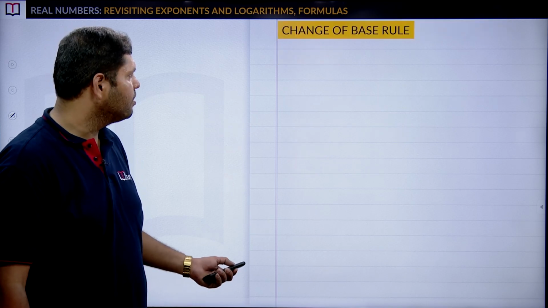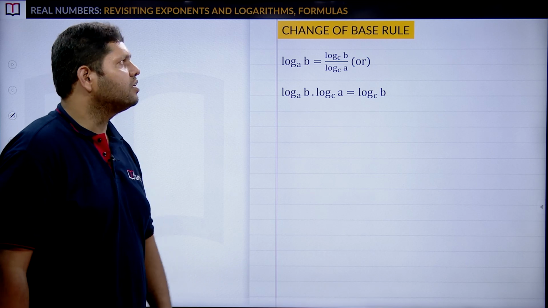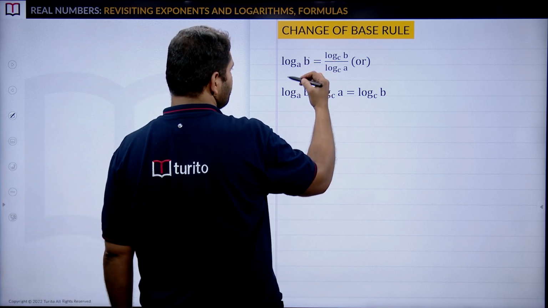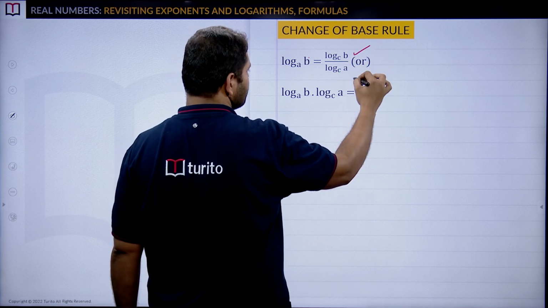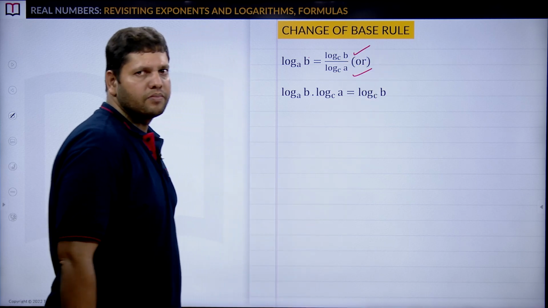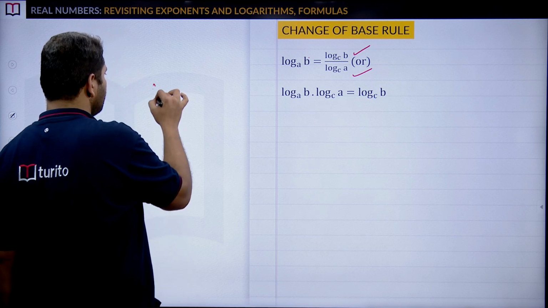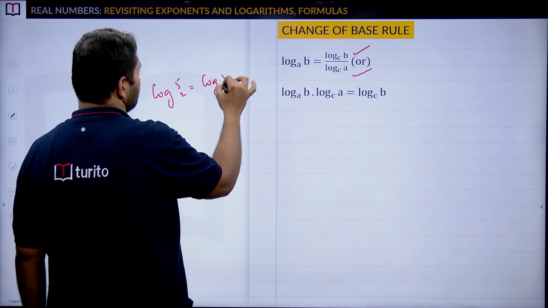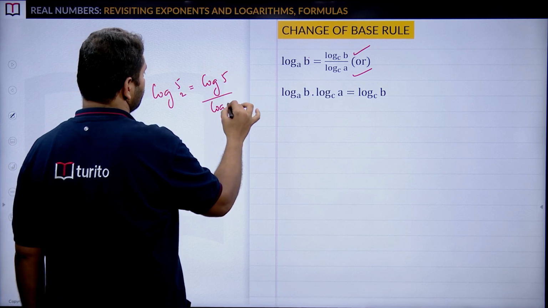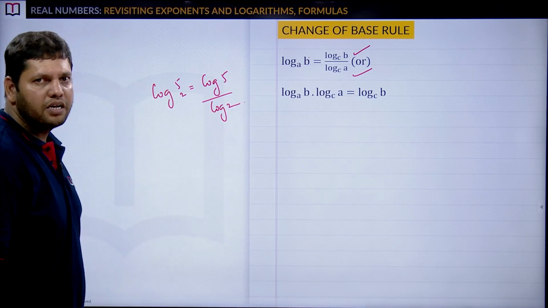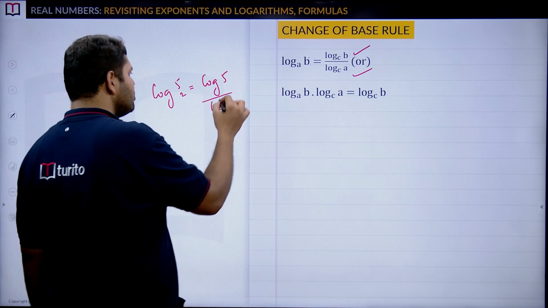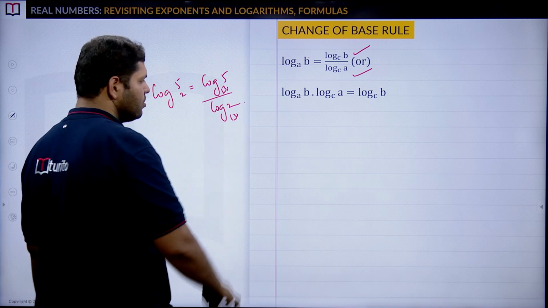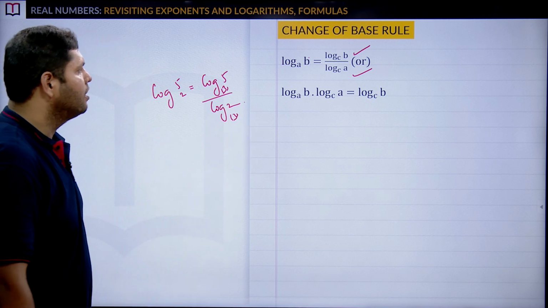Next one, children. Change of base rule. Log B with base A we can write as log B with base C and log A with base C. I'll give an example. Log 5 with base 2. So this we can write as log 5 by log 2, like separating the base. Here the base can be anything, children, but both the bases should be the same. If you want to take 3, you can write 3 here also. Okay. And next one is what?